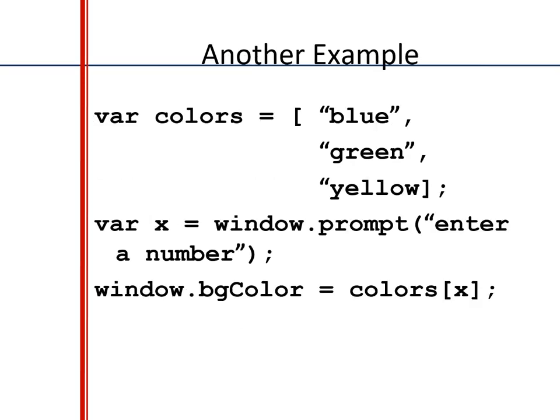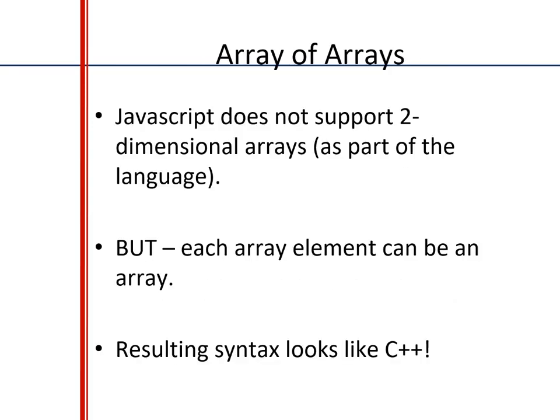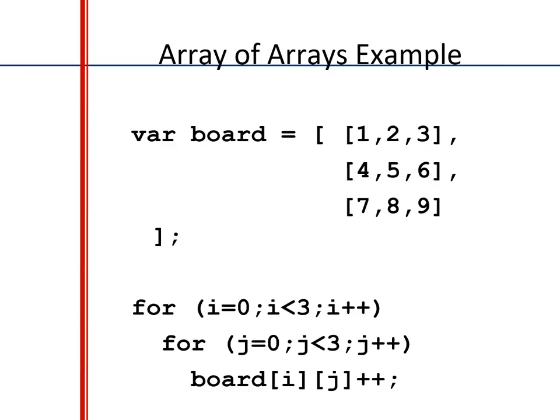So colors is another example of arrays. We have blue, green, yellow. These are one-dimensional arrays in which we are mentioning predefined values. So we are using window.prompt to enter a number and display a color. Arrays of arrays: JavaScript does not support two-dimensional arrays, but each array element can be an array. So the syntax looks like C++. No further changes in JavaScript.